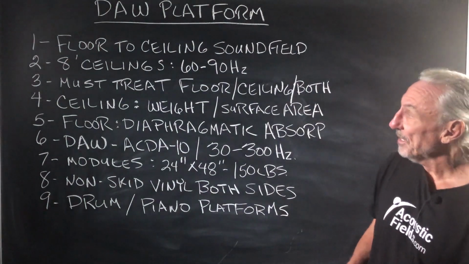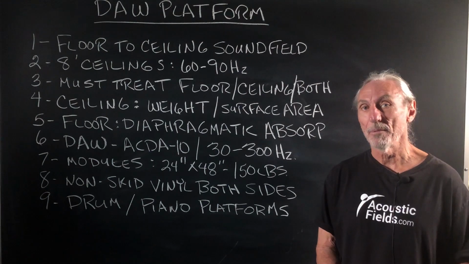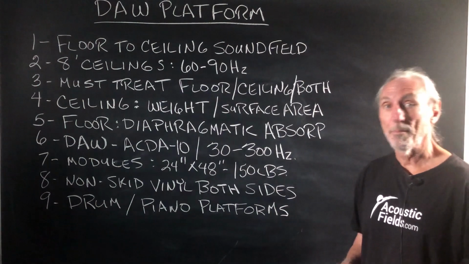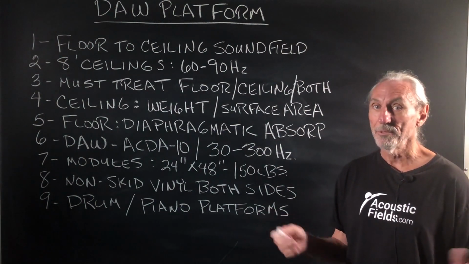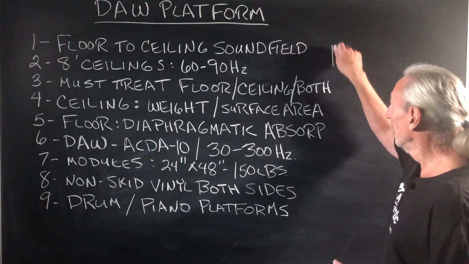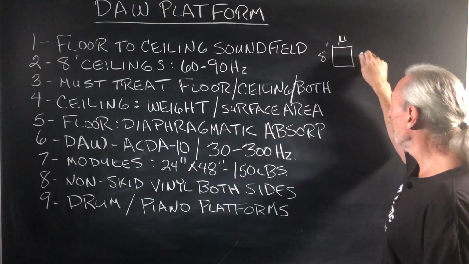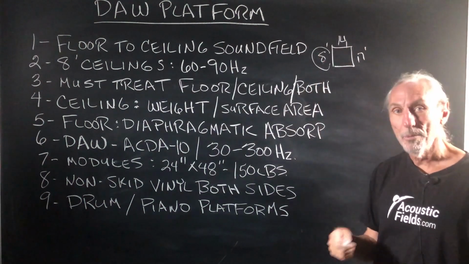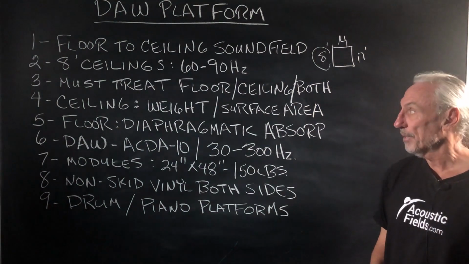Today we're going to talk about our DAW platform. I've been getting a lot of calls for this product, so I thought I'd do a video and explain a little bit more about it. What is our biggest problem in rooms? Floor to ceiling. Not the sidewalls, not the front and the back. Why is that? Well, the floor to ceiling dimension is usually the smallest. We've got 8 feet, might have a 14-foot width, maybe a 17-foot length. So it's always the smallest. Well, we know from past videos that the smallest dimension produces the biggest problems, okay?